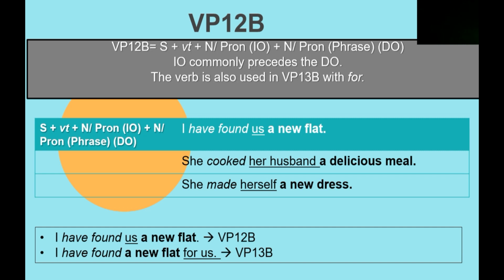Last one, she made herself a new dress. She is the subject, made is the VT, herself here is a reflexive pronoun functioning as the IO, and a new dress is a noun phrase functioning as DO. Okay.